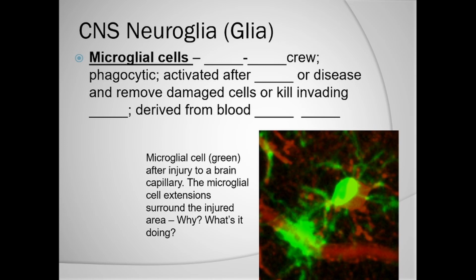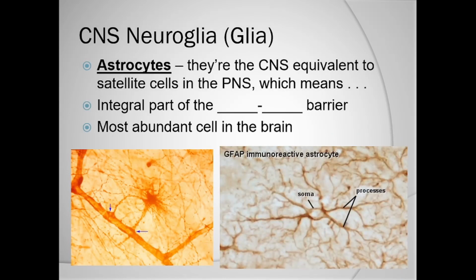They're fixing damage, they're repairing damage, and they're getting rid of any pathogenic cell that may be present. So they're ensuring that things don't become infected. The second type would be the astrocyte. Astro means or refers to star, and cyte means cell. So these are star-shaped cells, sort of.